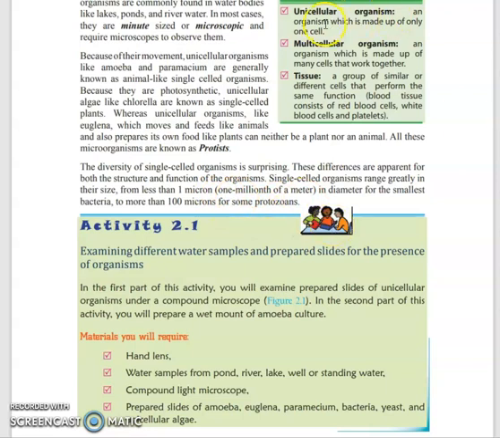A unicellular organism is an organism made up of only one cell, and a multicellular organism is made up of many cells working together, and a tissue is a group of similar or different cells that perform the same function. So examples of tissue may be blood tissue, which consists of red blood cells, white blood cells, and platelets. These are different cells which perform the same function.